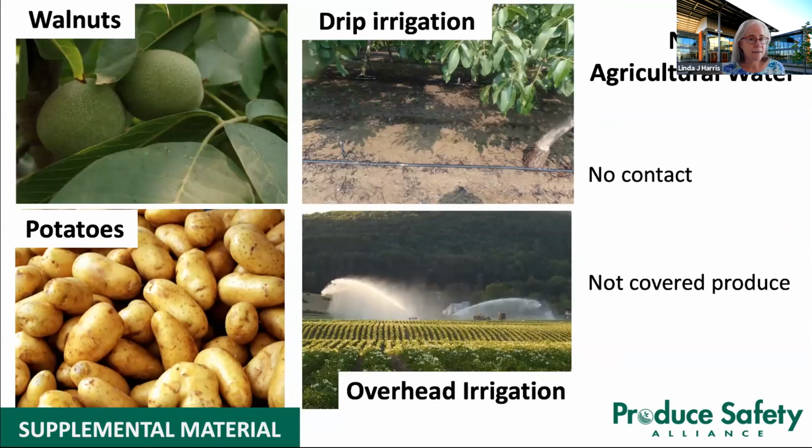In contrast, if we have drip irrigation with walnuts, this is not agricultural water. Even though walnuts are covered produce, there is no likely or intended contact of that drip irrigation system with the walnuts in the tree. And for potatoes being irrigated with overhead irrigation, in this case, potatoes are not covered produce because they fall under the excluded category of rarely consumed raw.